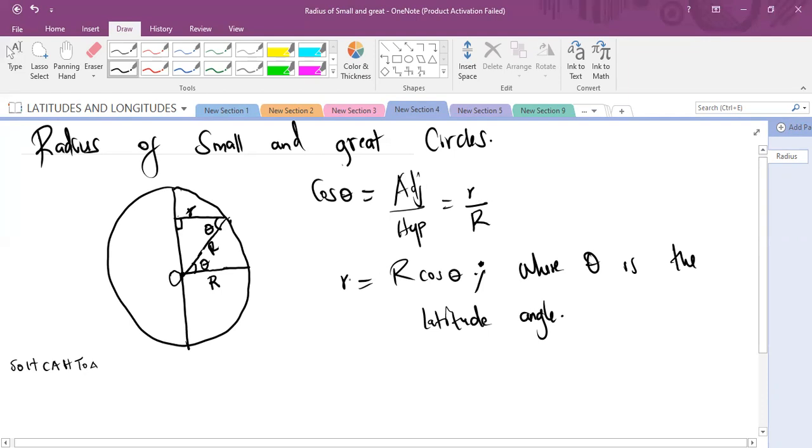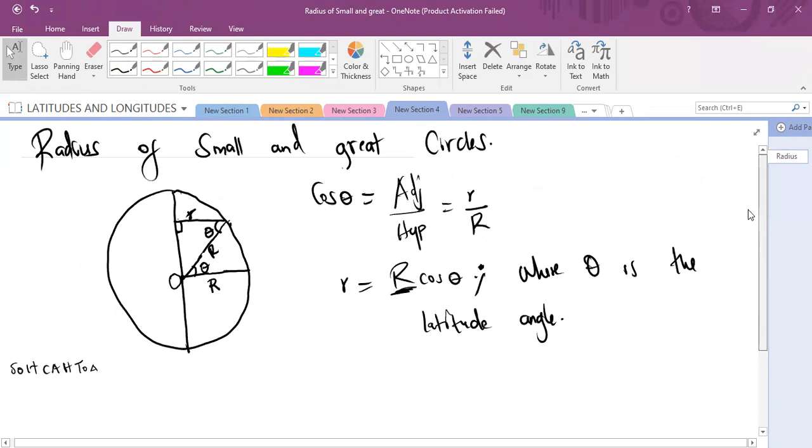So the relationship is, if we want to get r, the radius of a small circle, then it is equivalent to R, the radius of a great circle, times cos theta, and most of the time the radius of the big circle, which basically here we are referring to Earth, will always be given. So this is the relationship for evaluating the radius of a small circle.